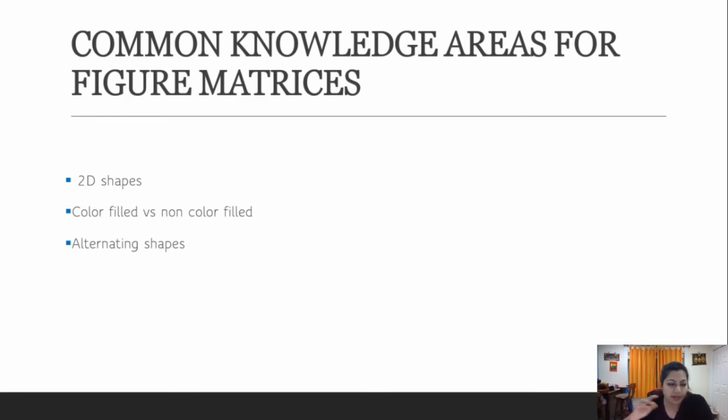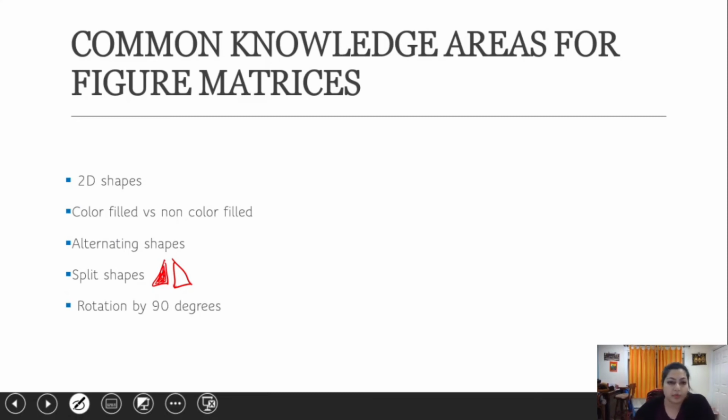Alternating shapes and change of positions. Split shapes. Split shapes kind of look like this: a triangle split into two parts, where one may be shaded and one not. Next, rotation by 90 degrees. So basically an arrow rotating by 90 degrees.